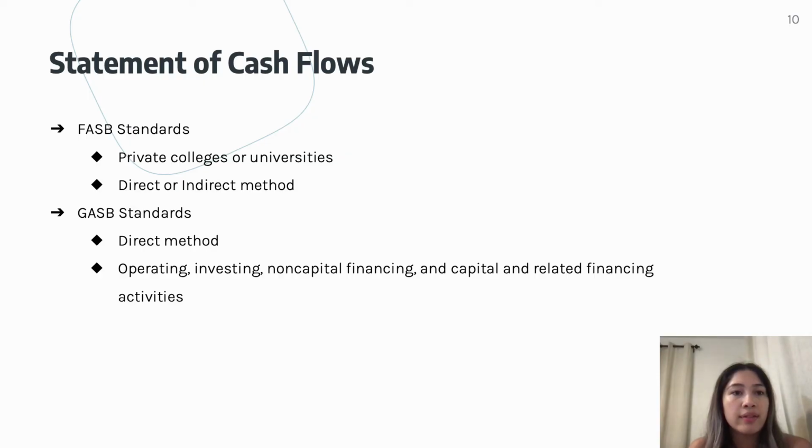Okay, so here we have the next statement, the statement of cash flows. Under FASB standards, private colleges or universities are able to use either the direct or indirect method, whereas GASB standards require the direct method, and it is further broken down into operating, investing, non-capital financing, and capital and related financing activities.